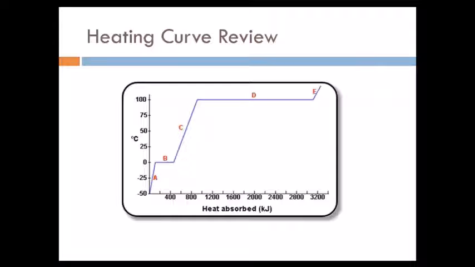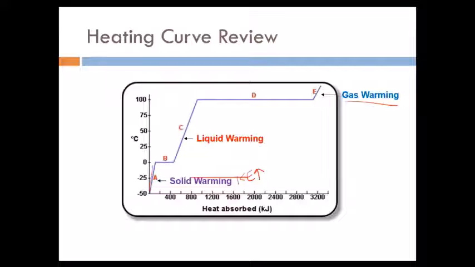Now for the heating curve review. Remember, a heating curve shows the different phases and the different phase changes. So it is warming at A, where you're warming it up, the particles are vibrating, and kinetic energy is increasing as you go up. Then comes the liquid warming, C, so the slopes are where you're warming, and over here the gas warming, E. So A is solid warming, C is liquid warming, and E is gas warming.